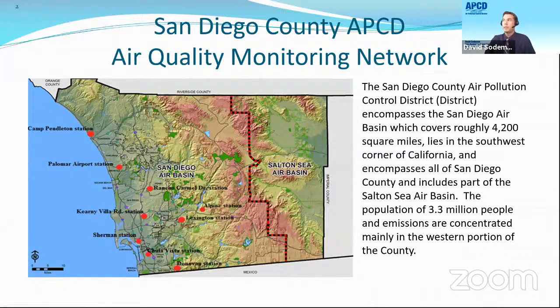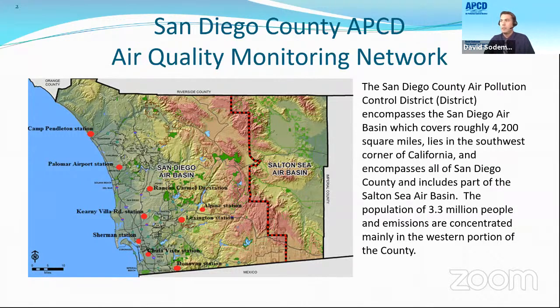The San Diego Air Basin covers the county of San Diego as well as the western portion of the Salton Sea Air Basin. The San Diego Air Basin encompasses approximately 3.3 million people and covers 4,200 square miles. Most of the emission sources are in the western part of the region, and that is where most of our regional air monitoring stations are located.